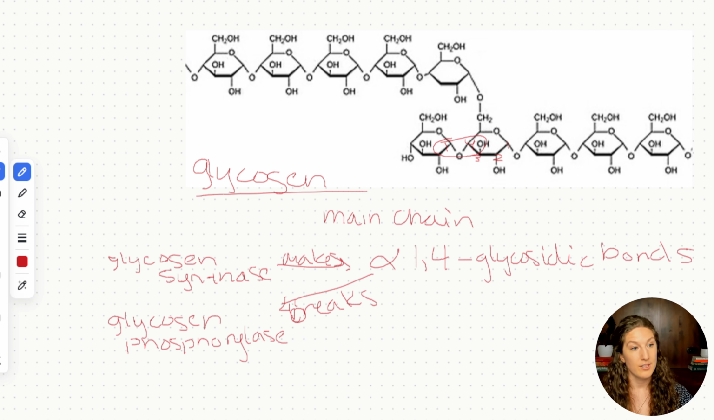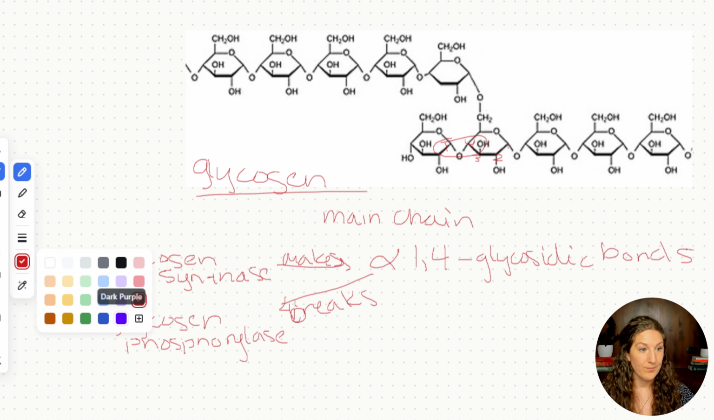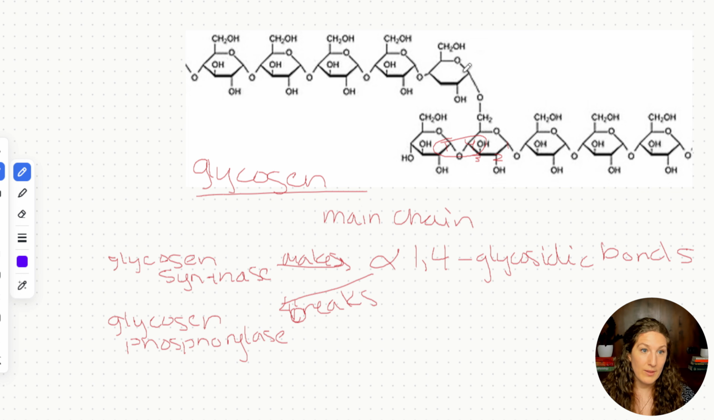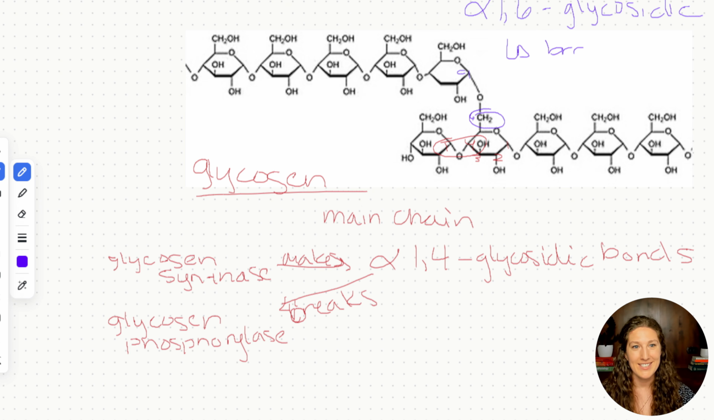But we have one more type of bond to talk about, and that's the bond here. Notice here it's at carbon 1 up here, but it's carbon 6 down here, and this is creating this branching, right? It's still down, so it's still alpha 1,6, because now we're on our 6th carbon, glycosidic bonds, and these are known as our branching bonds, our branches of glycogen. And the branches are produced by, it's a nice easy enzyme name, branching enzyme. So branching enzyme makes these guys.